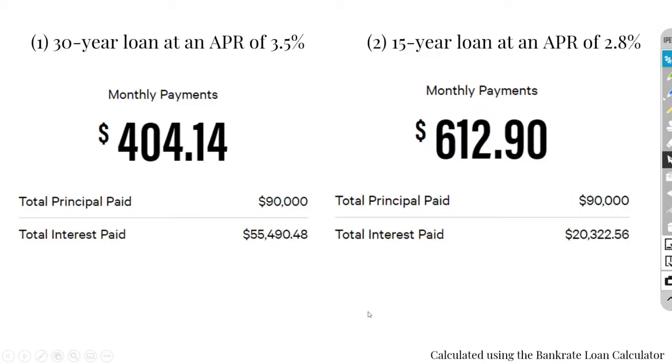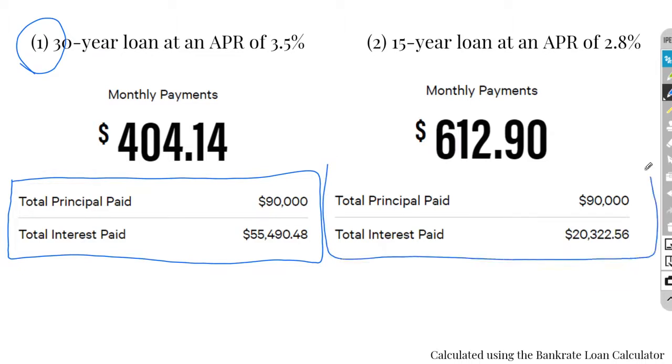All right, so for Taylor's purposes, because they are only able to pay $550 at most per month, we are going to want to go with the first option, because it's within their budget. However, it's important when we look at loans to look at this. In the long run, even though it'll have higher monthly payments, the 15-year loan is actually going to be a lot better because, as you can see, the total interest paid is about $35,000 less than what they would be paying with the 30-year loan.